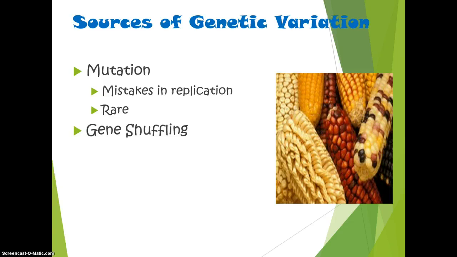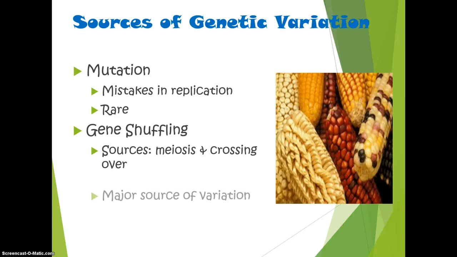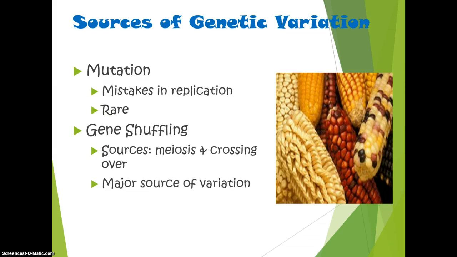There's also gene shuffling, so this is going to be when genes kind of get all mixed up. And the source of gene shuffling is from meiosis. Remember, in meiosis you can have crossing over. That's where part of a chromosome breaks off and attaches to the other chromosome. They kind of just switch. They cross from one chromosome to the other. They switch spots. As well as the law of independent assortment, all that fun stuff. That's all gene shuffling.